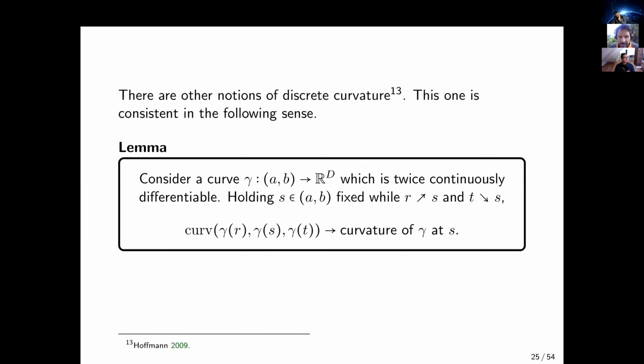This one is particularly handy for us because it has a simple but desirable consistency property. If we fix a curve that's twice differentiable, for which therefore we can define a curvature pointwise, parametrized by A and B here, and I fix a point somewhere between A and B, the point being gamma of s, and then I approach that point on both sides of the curve by points, then the curvature in the middle, as defined in the previous slide, converges to the curvature of that curve at that location. So that's obviously something we will want.